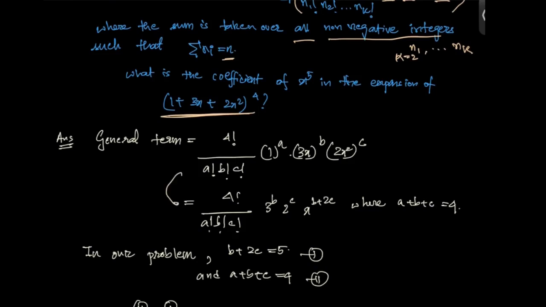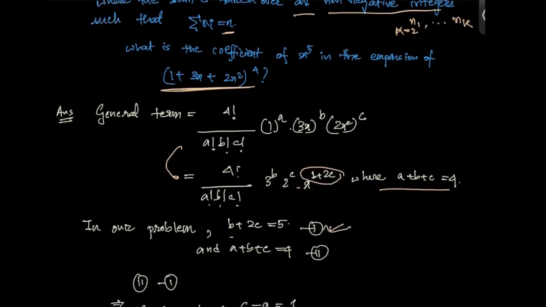Let's simplify this. The 4 factorial part remains the same. We bring 3 out and 2 out to get 3 to the power b and 2 to the power c, and we get x to the power b plus 2c. And we have that a plus b plus c is equal to 4. Since we are trying to find the coefficient of x to the power 5, this exponent must be 5. So we have the first equation, b plus 2c is equal to 5. And we know that the sum of the non-negative integers must be 4, so we have the second equation here.